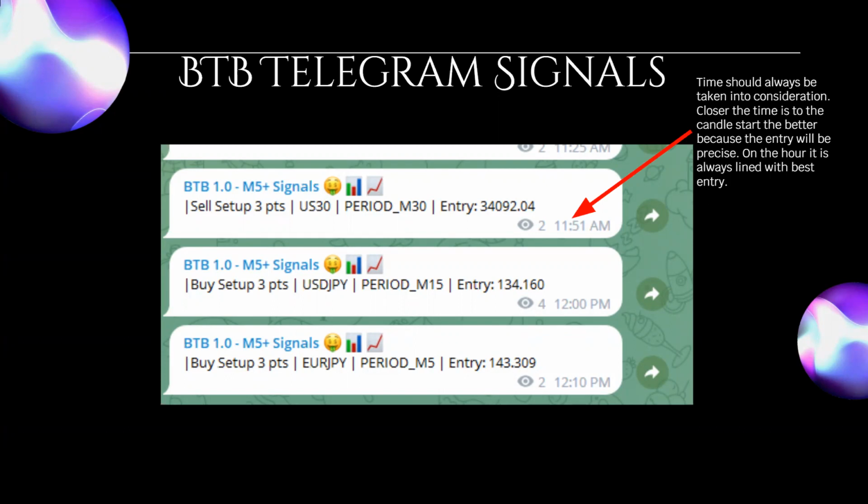On the 4 hours, it might be different. It might not be on the same hour. On the 1 day, it might not be on the same hour. So be careful of that. Try to get in the trade close to what the entry is, okay? That's something that you guys need to know about.